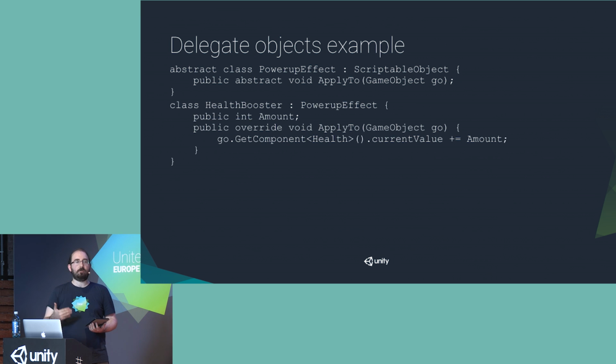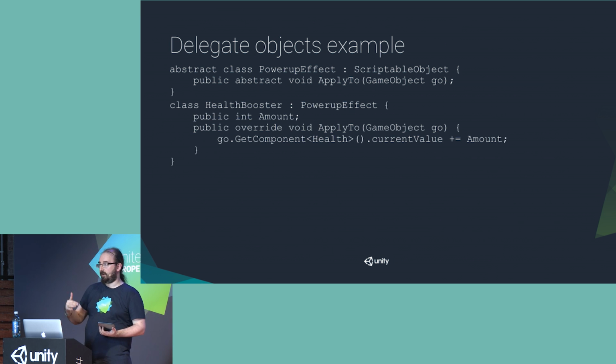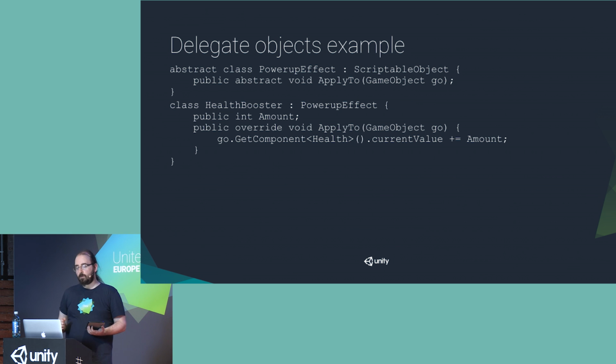And then we have an example of one of the power-up effects, like a health booster effect. We can configure the amount of health it's going to give. And then when we're applying it to a particular object, we're getting the health from it, and we're adding the amount to it. And by doing it this way, this lets us create like 10 different health power-ups of different strengths. So we can make a mini health power-up and a macro health power-up with different amount values using the same class.